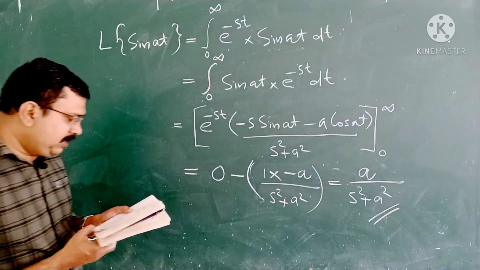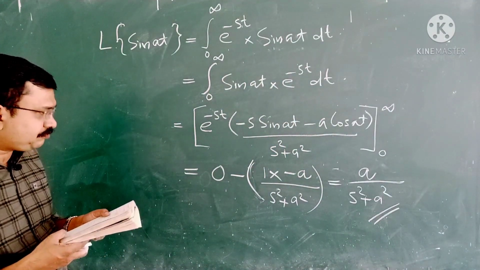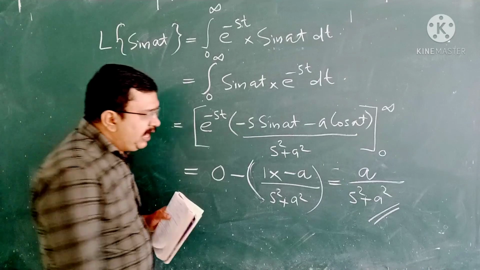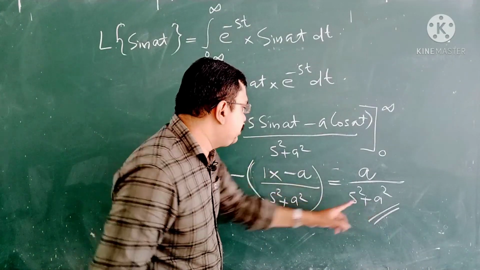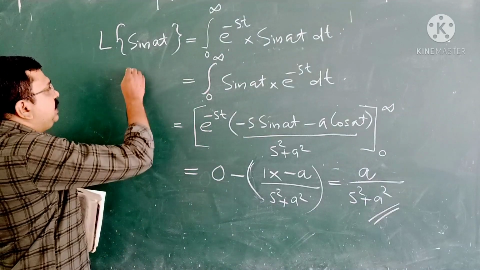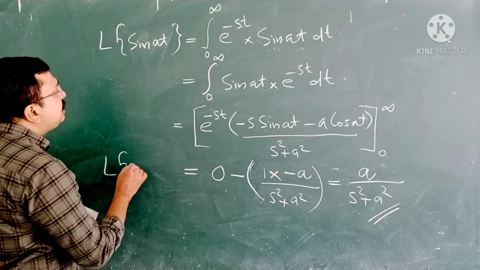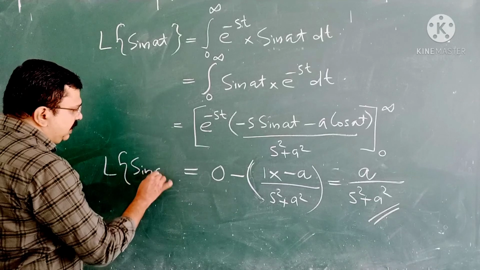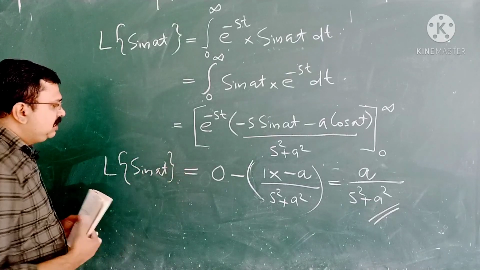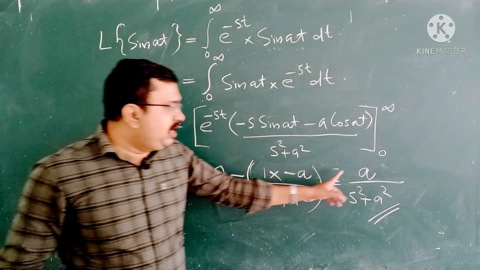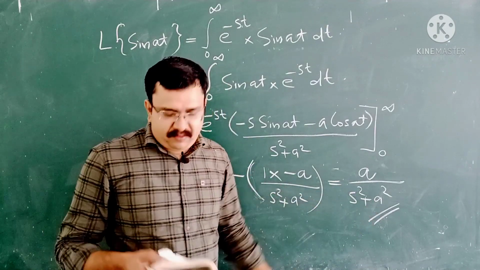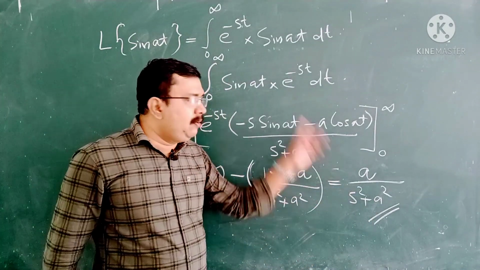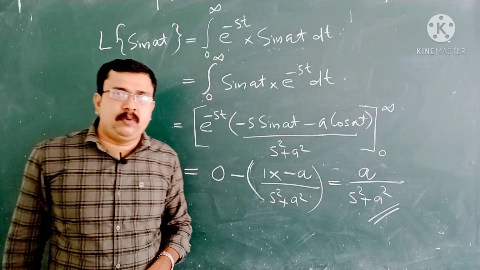Remember that our final answer is a by, not s, a by s square plus a square. Therefore, remember that L of sin at is equal to a by s square plus a square. This is our final answer. Please write this down in your notebook.